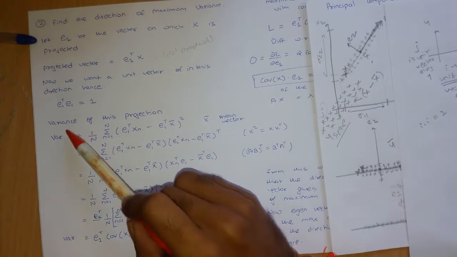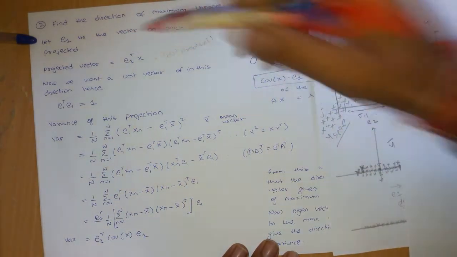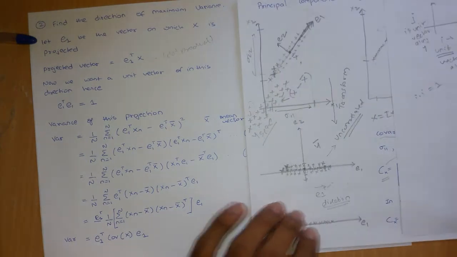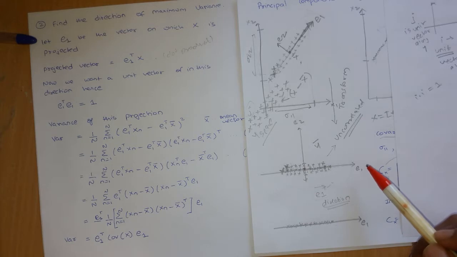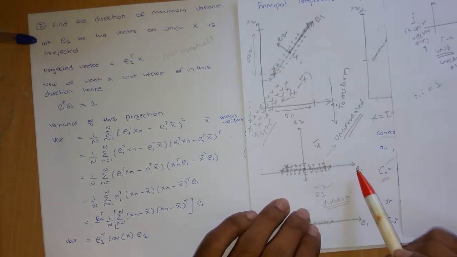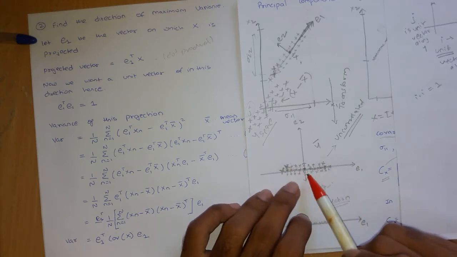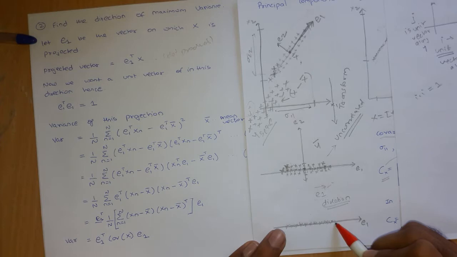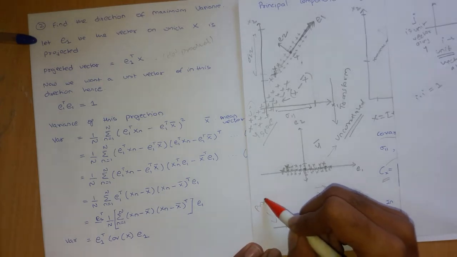Now the variance of this projection. I don't know what E1 is yet, I am finding it. I am projecting all the vectors on this E1 axis, so I am going to get this particular output. This is going to be my projected vector.